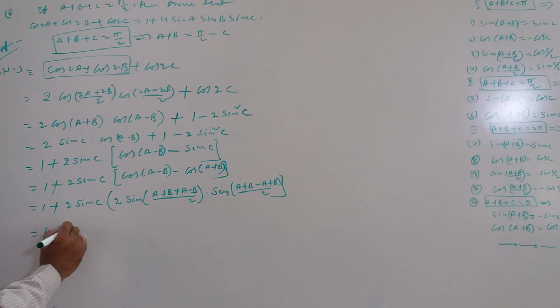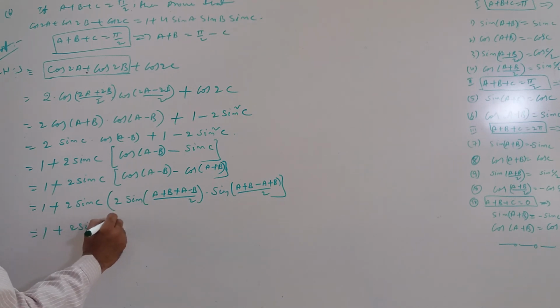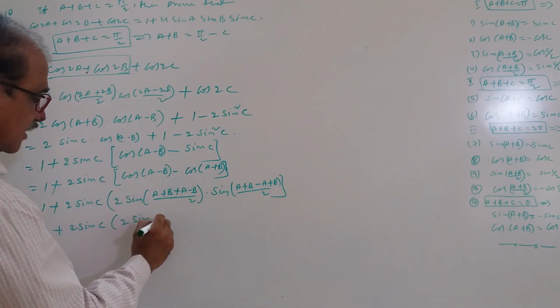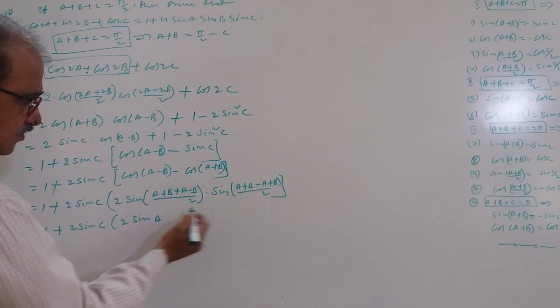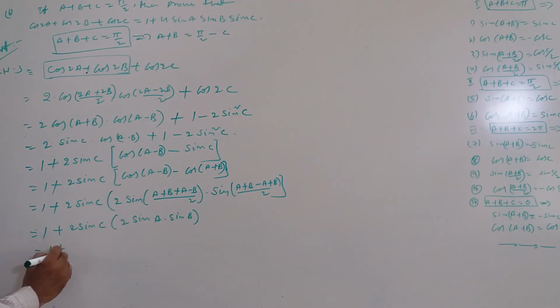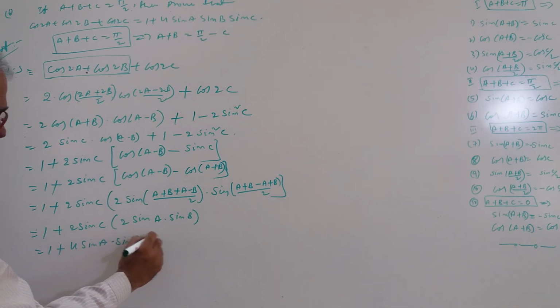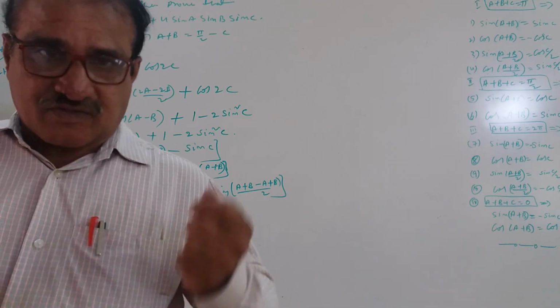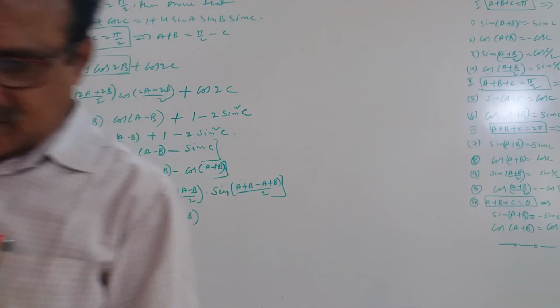By the simplification, 1 plus 2 sin c into 2 sin, here b gets cancelled, 2a by 2 is sin a. Similarly, here a gets cancelled, 2b by 2 is sin b. If we rearrange the terms in order, 1 plus 4 sin a sin b sin c, which we have to prove. That is equal to RHS. Hence, proved. This is also a very important problem. You have to practice very well and get full marks in trigonometry. This is the end of the video.